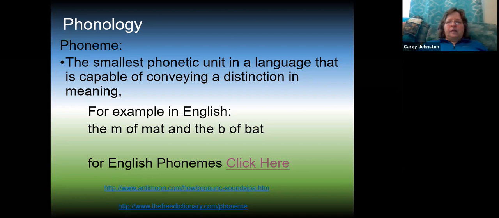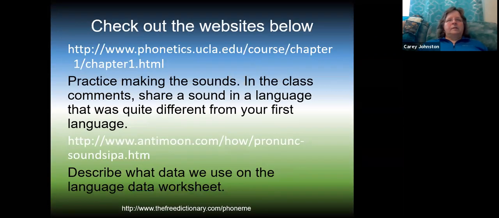So for the English phonemes, once again, you can click on those links in your assignment. I want you to go and click on those links and practice making some of the sounds, and maybe in the class comments, share a little bit about what sounds were new to you or what you weren't familiar with. And then we describe what data we use on the language data worksheet.